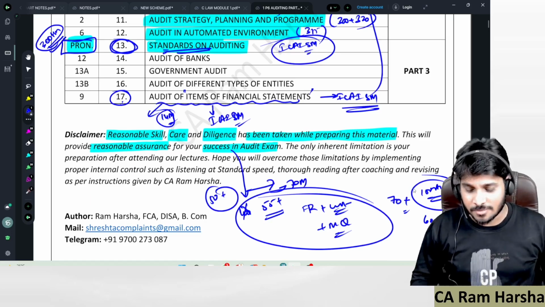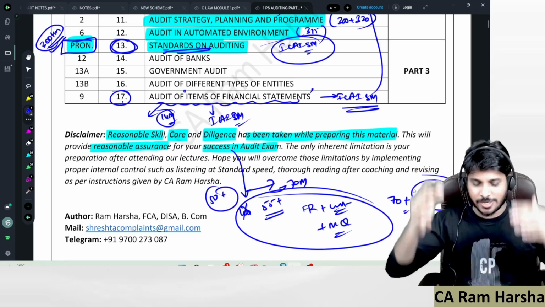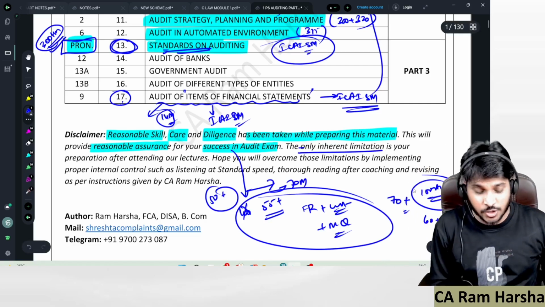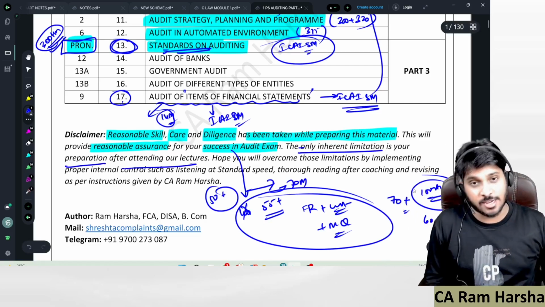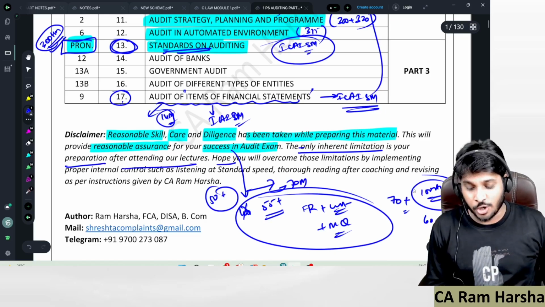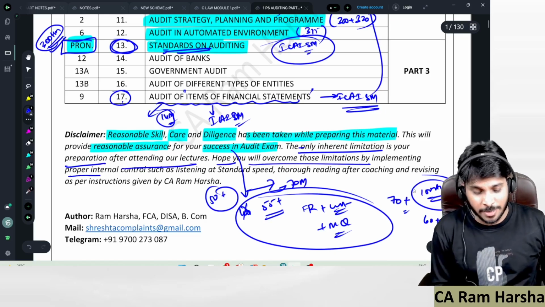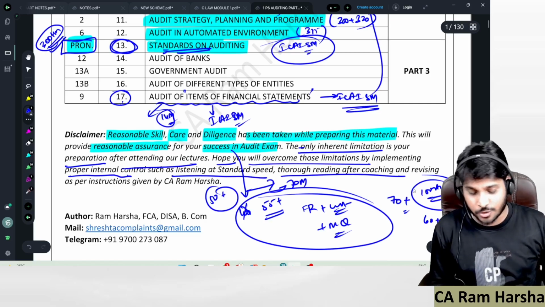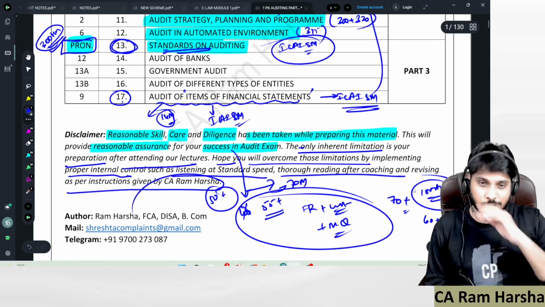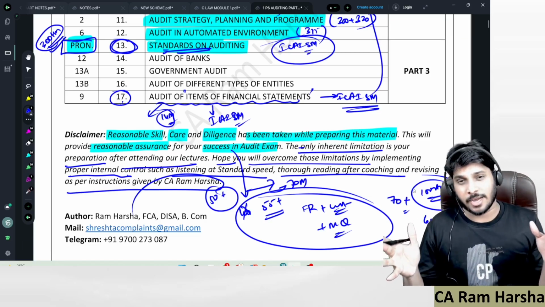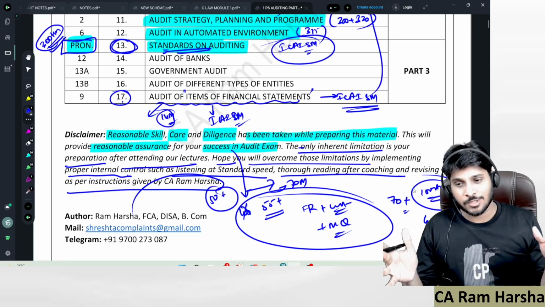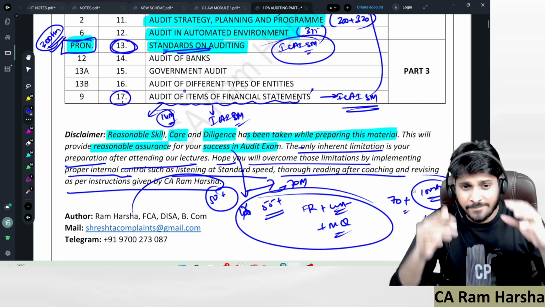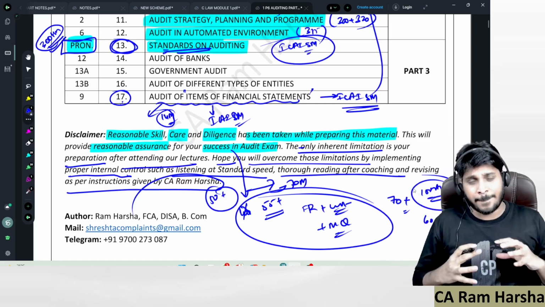That's it. So this is about the basic introduction. You have seen here, the only inherent limitation is your preparation after attending our lectures. Hope you will overcome those limitations by implementing proper controls such as listening at standard speed, thorough reading after coaching, and revising as per instructions given by Harsha, myself. So whatever you have to do, what you should not do, everything I clearly covered here.